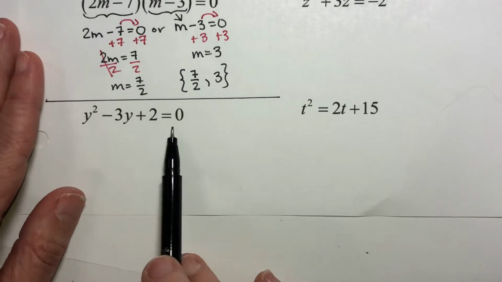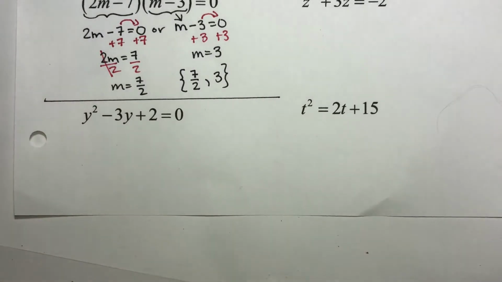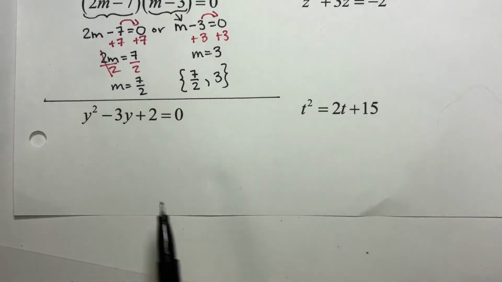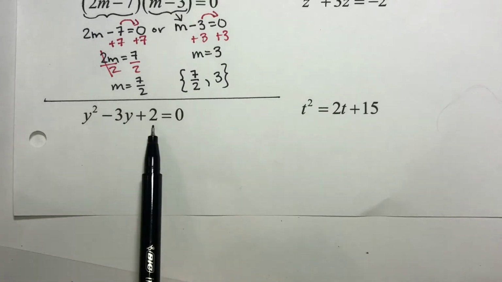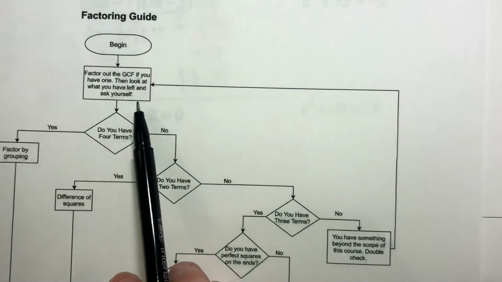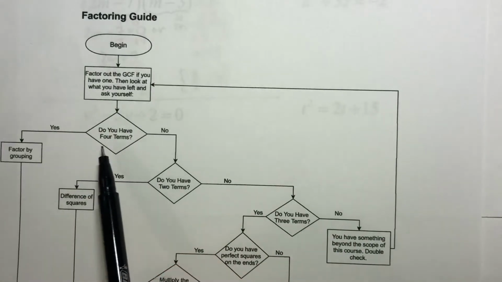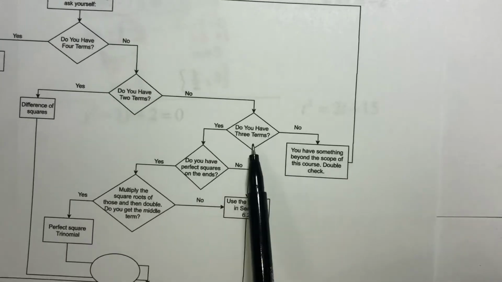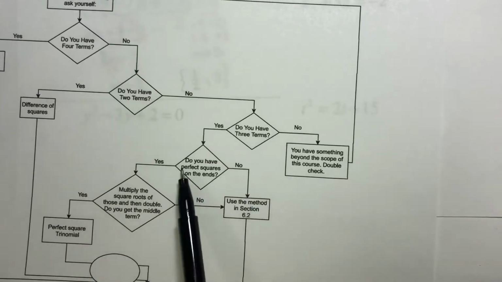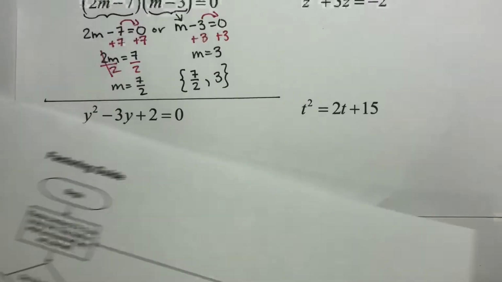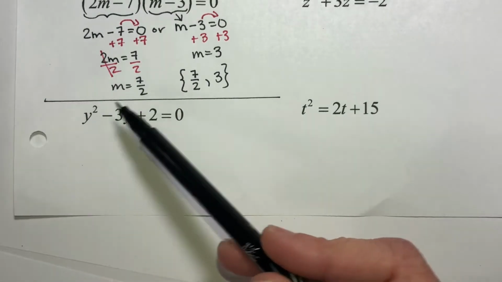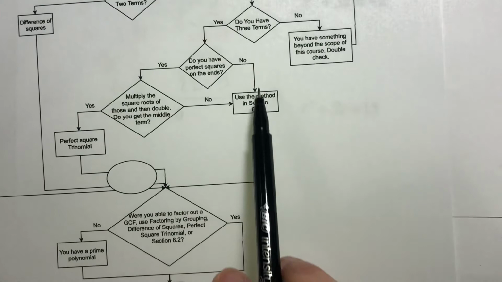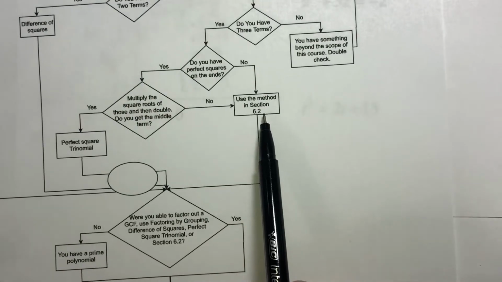So I need to look at this and think about how I'm going to get it factored. Do I have a GCF? No, there's nothing in common here and here. So that gets us to here. Do we have 4 terms? No. 2 terms? No. 3 terms? Yes. So we check. Do you have perfect squares on the ends? That's a perfect square, but 2 is not a perfect square. Okay, so that sends us to the 6.2 method.